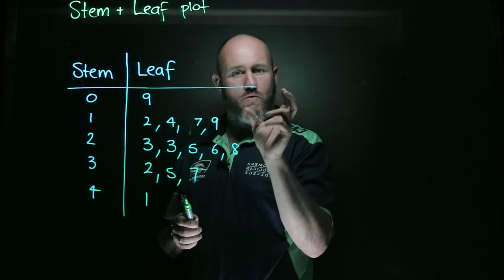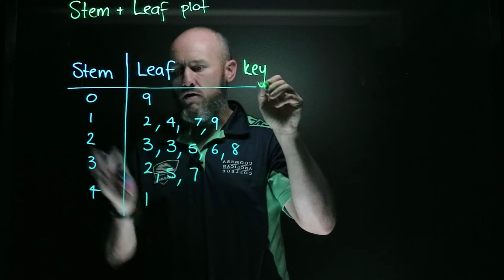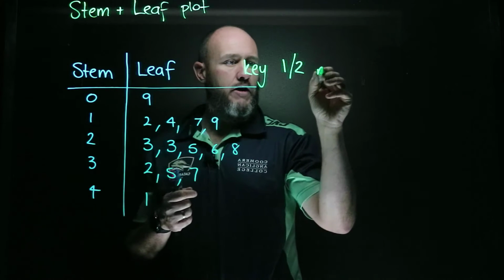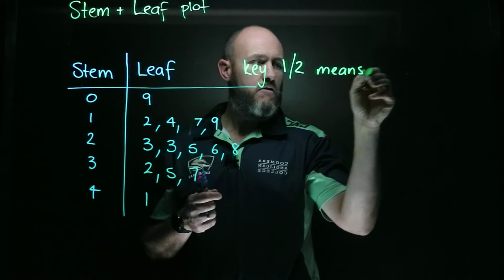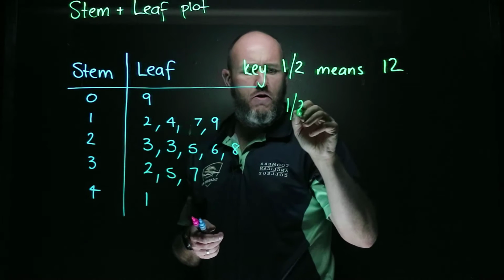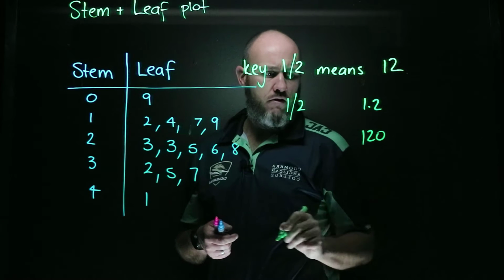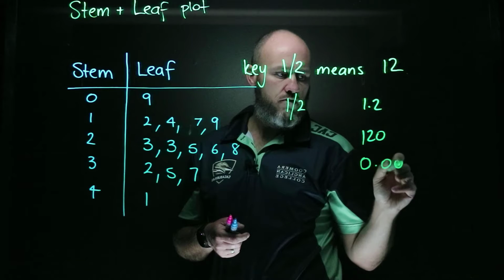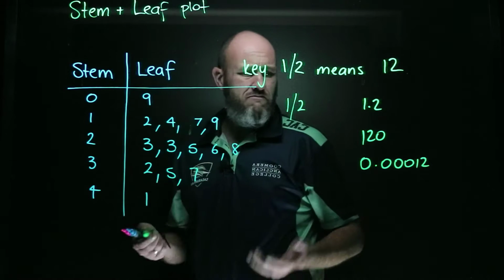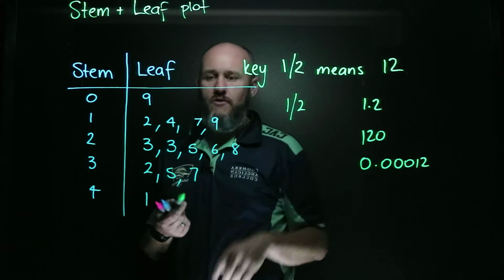So we don't have a key. We need to have a key. I'm going to do a key, and my key is going to be, I'll just pick one of my data points here, 1|2, this data point, means 12. Now it's important to have a key because 1|2 could mean 1.2, or it could mean 120, or it could mean 0.00012. So we don't know. Now, usually it means 12, sometimes it's one of these, it's not often this, but we don't know what the data looks like, so it's really important to have a key.